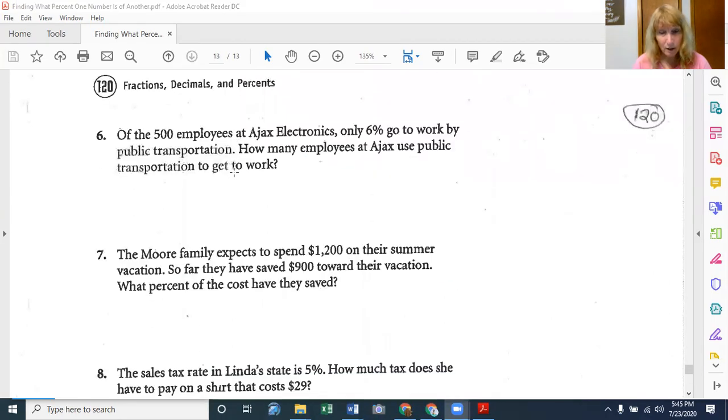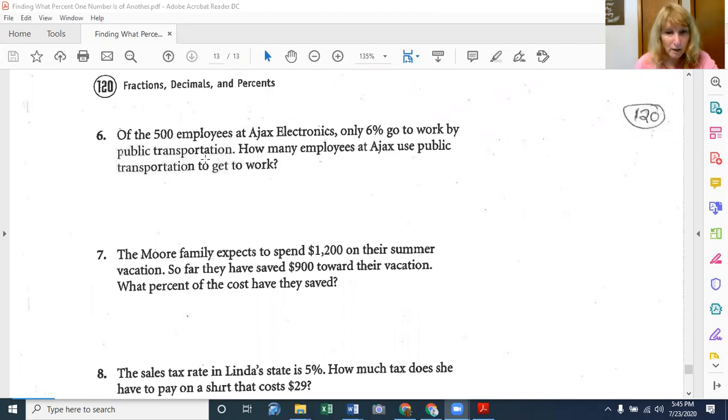Then down here we get to different types of word problems. You're still going to use part over whole equals P over 100, or if it says the word increase or decrease, you're going to use change over original amount equals P over 100. So let's look at number 5. I'm not going to do these problems. I'm just going to take a look and see what's missing.